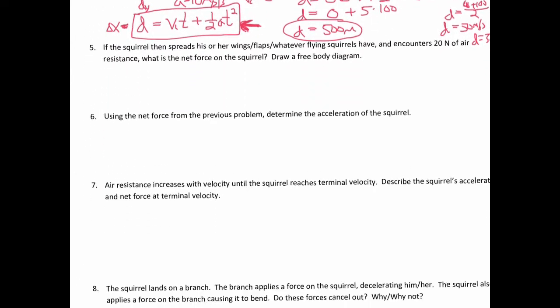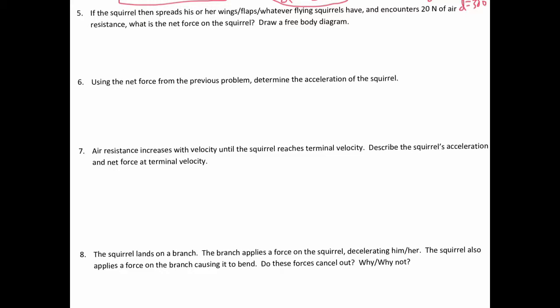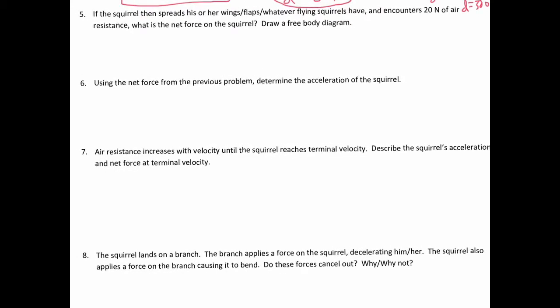Alright, so let's look at number 5. We start dealing with forces. So the squirrel spreads the wings and now it encounters 20 newtons of air resistance. What is the net force on the squirrel? Draw a free body diagram. Alright, there's my squirrel. I'll give him arms and legs, what the heck.